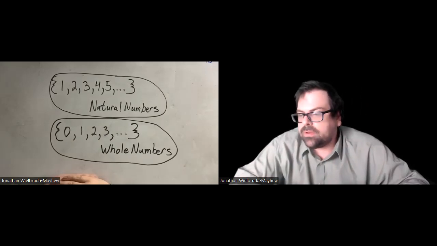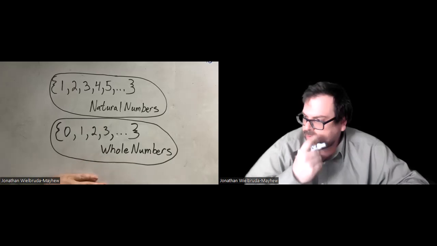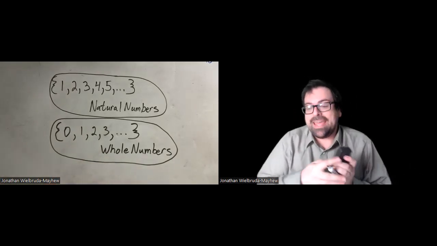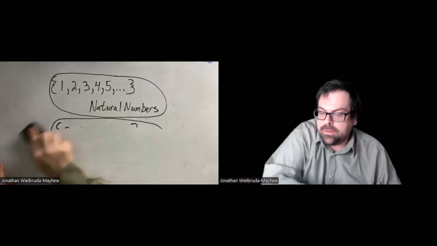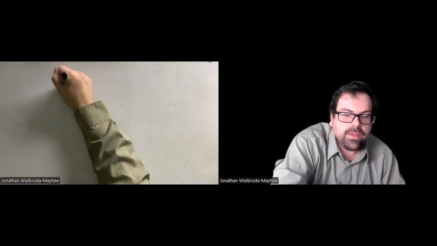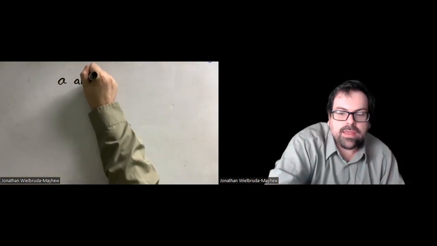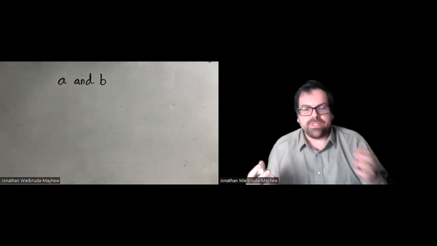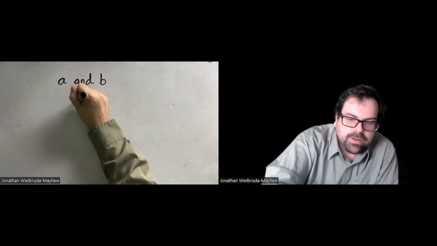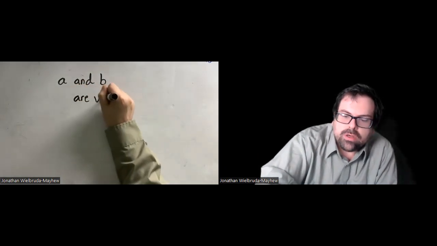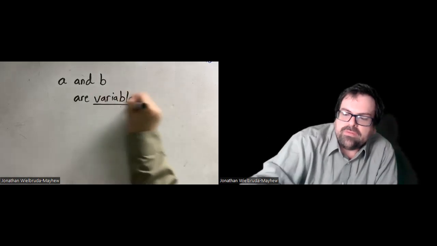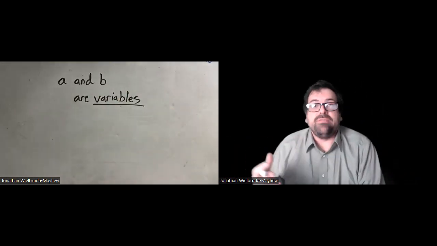Now, while we're talking about things today, I'll often use the letters A and B. And in this case, A and B, or any other letter you might see me use in the future, are called variables. Variables are letters which stand for any number.